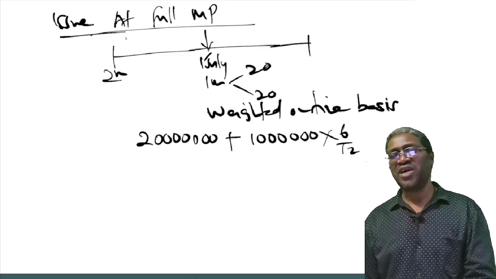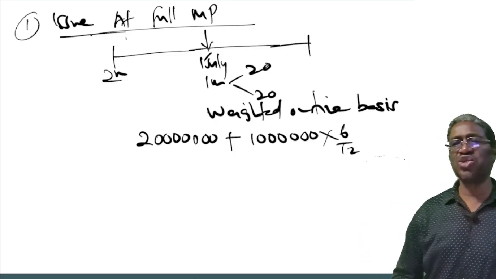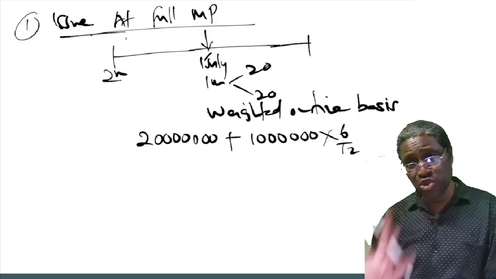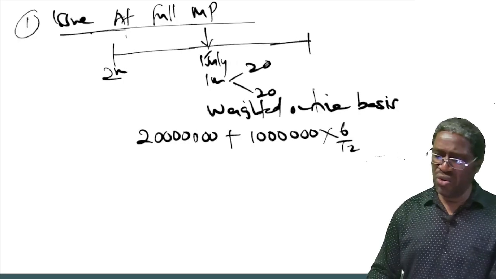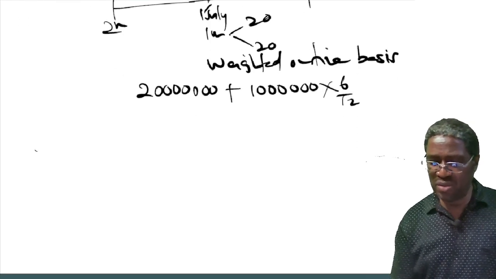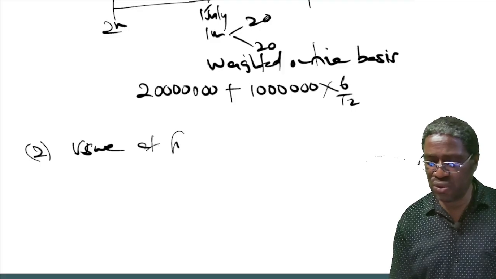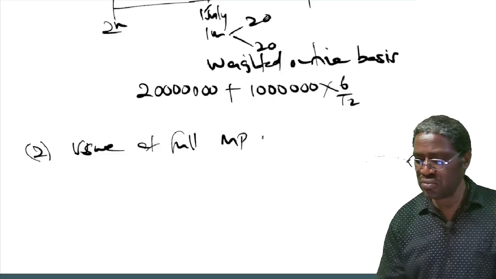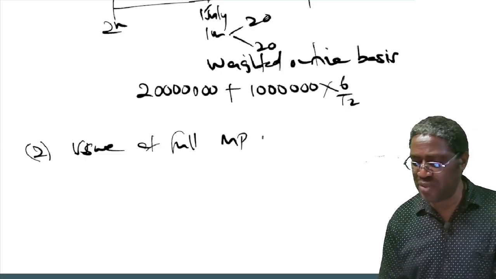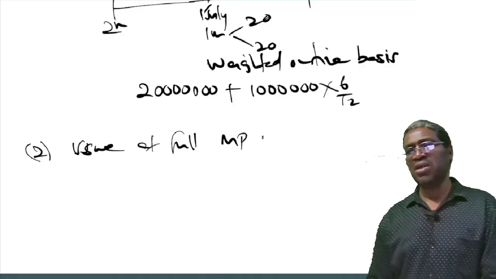Good. So that's all I can say about number one. When shares are issued at full market price, they should be weighted on time basis. We now go to number two. When we say issue at full market price, but partly paid, what is the rule? At full market price but partly paid. What is the rule?